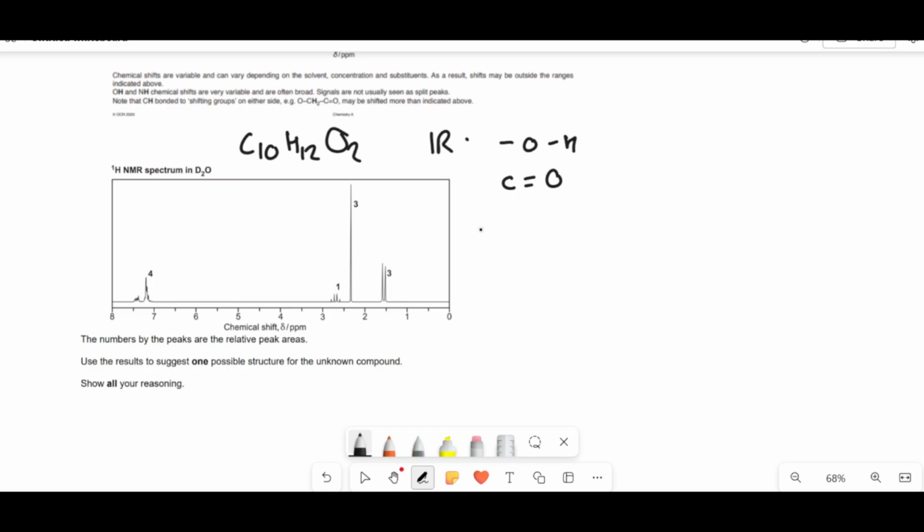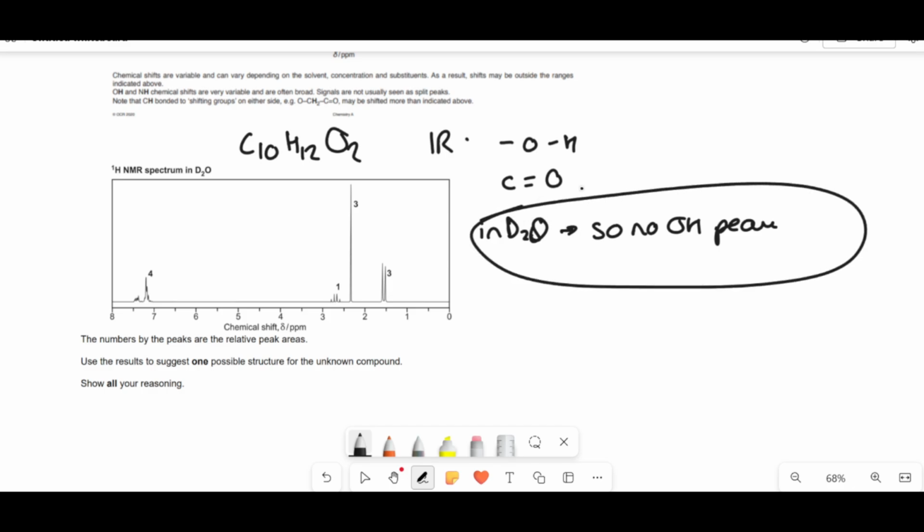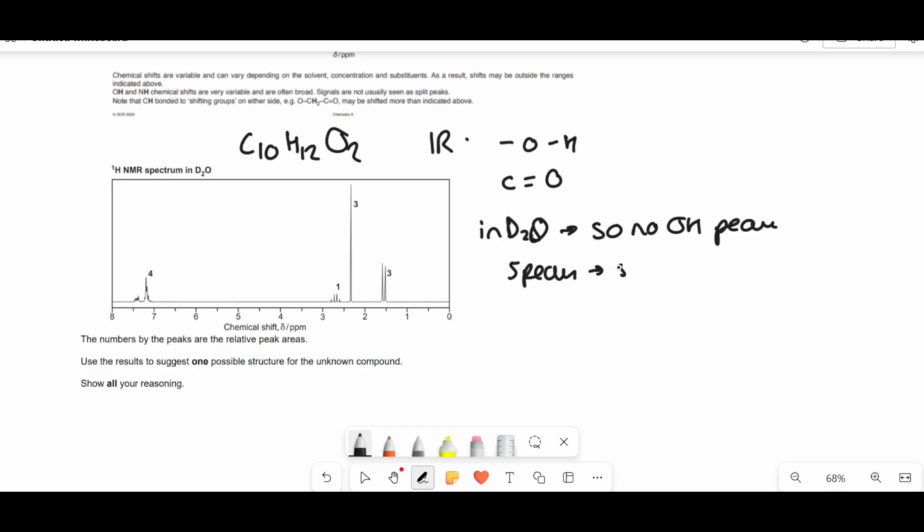Number 2, it's in D2O, so there is no OH peak. Number 3, how many hydrogen environments? 1, 2, 3, 4, and there's a bit of flatness between them, so 5. So there are 5 hydrogen environments, plus the one that would have appeared from the D2O. So 5 peaks, but there are actually 6 hydrogen environments because of that D2O peak hiding the one that's left. Now, what you do is the same thing.